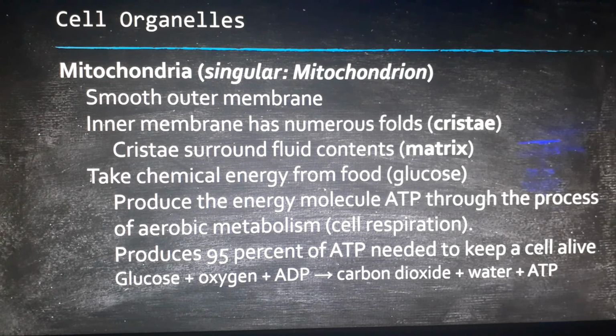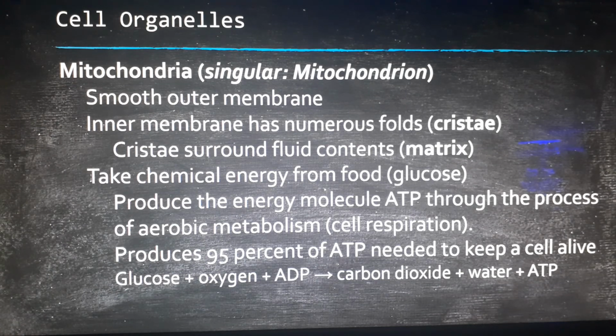Now the job of the mitochondria is to take our food energy, things like glucose, fructose, all those, and we're going to turn it into adenosine triphosphate or ATP by using a process called aerobic metabolism or cellular respiration. This is how we get 95% of the energy that the cell needs to stay alive.